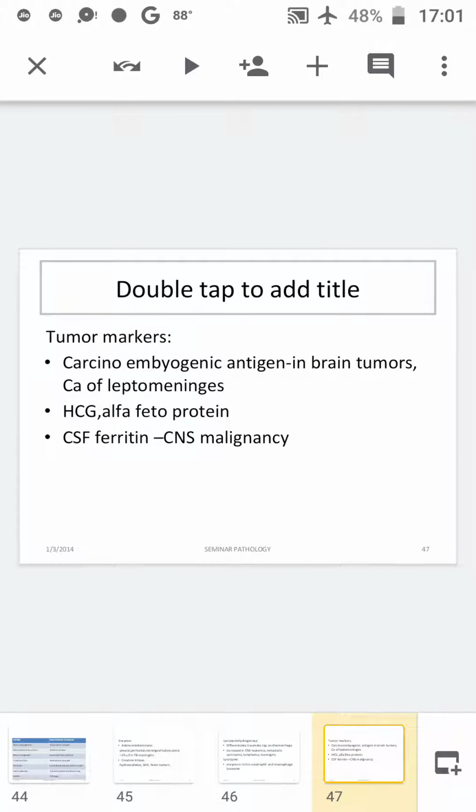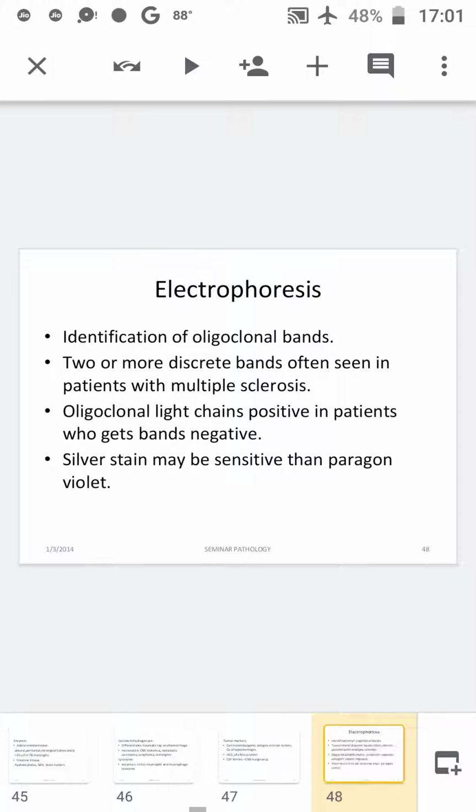Coming to tumor markers, carcinoembryonic antigen is associated with brain tumors. Coming to electrophoresis, this method is applied in the CSF fluid to rule out multiple sclerosis. Generally, a patient affected with multiple sclerosis will show 2 or more discrete bands, which indicates that the patient has multiple sclerosis.